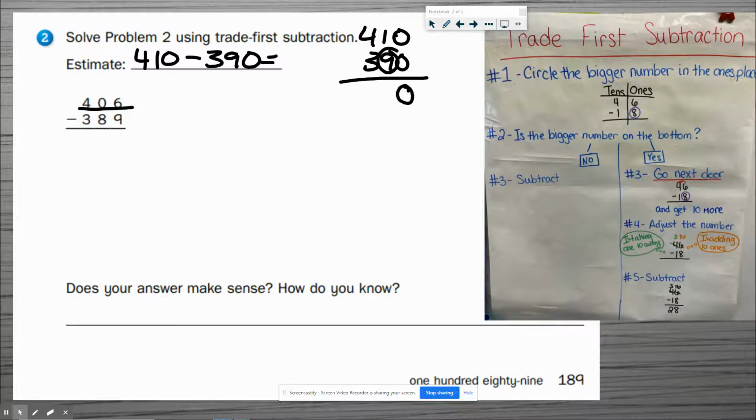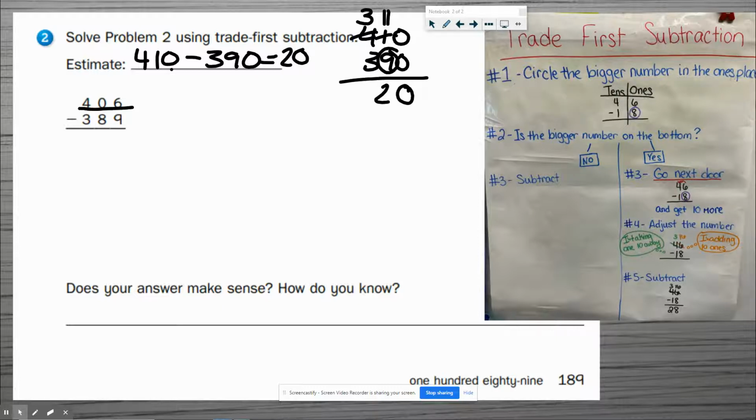9 is in the bottom, so I'm going to have to go to the hundreds place and take 100. It's going to leave me with 3. There's 10 tens in 100, so I'm going to add 10 to my already 1 ten. And then I'm going to subtract 11 minus 9, which is 2. So my estimate, 410 minus 390, is 20.